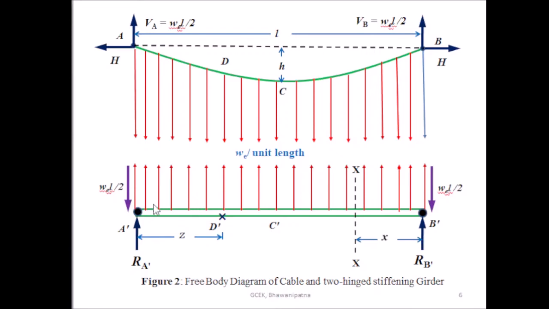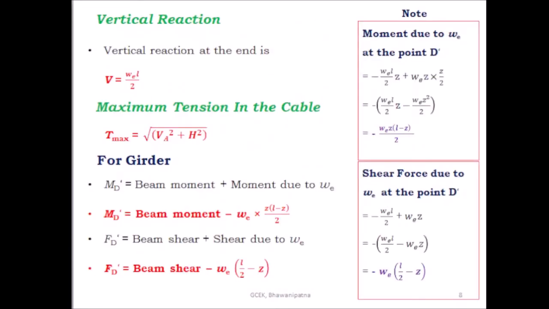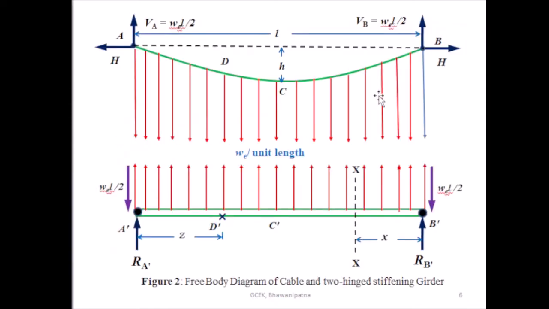So here you have to take the moment due to this reaction, WL by 2. What is the moment at D dash due to this reaction? It is WL by 2 into Z, and due to this anti-clockwise rotation, you have to take this as negative.